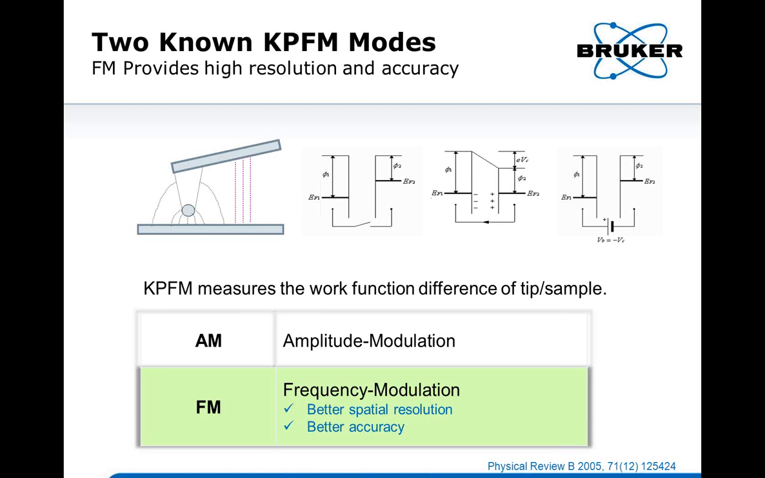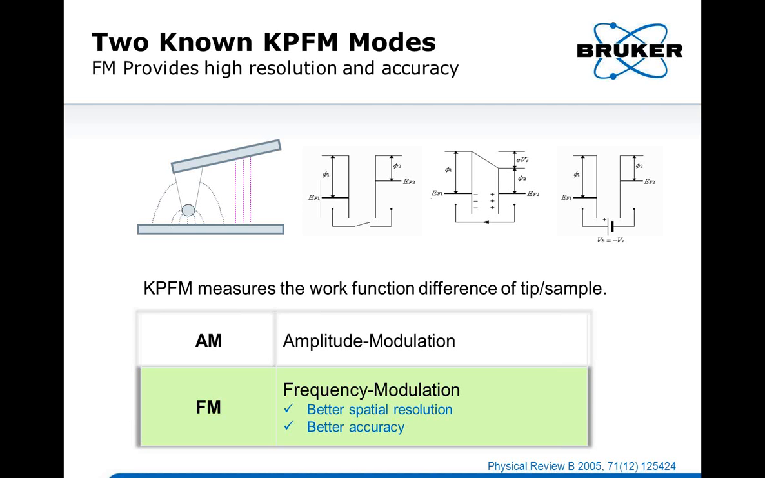Now look at the diagram here. When you bring these two pieces together, the sample and the tip each have their own different Fermi energy levels. That is to say, they have different work functions. If we connect these two plates together, electrons will flow from the high Fermi energy level side to the low side, leaving behind some positive charge on one plate and negative charge on the other.